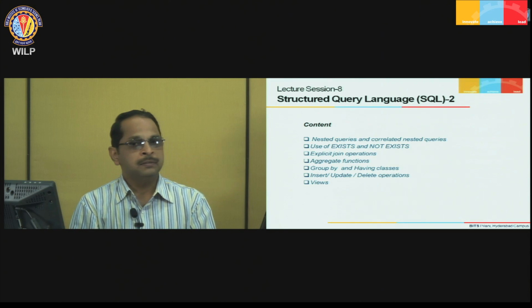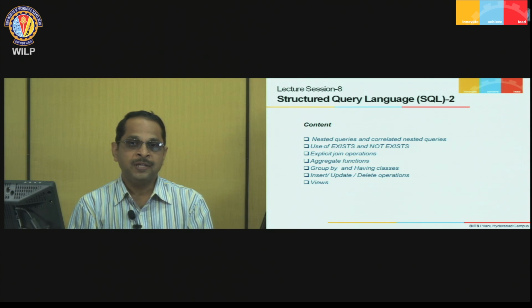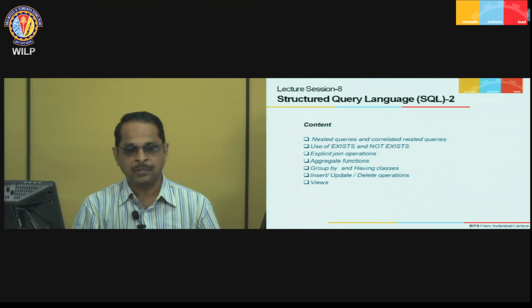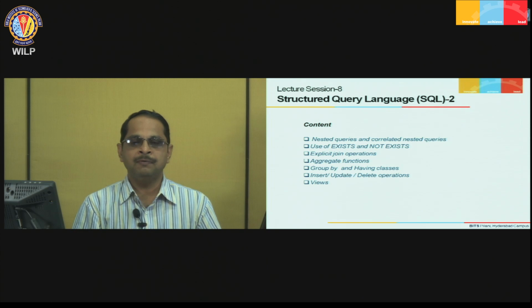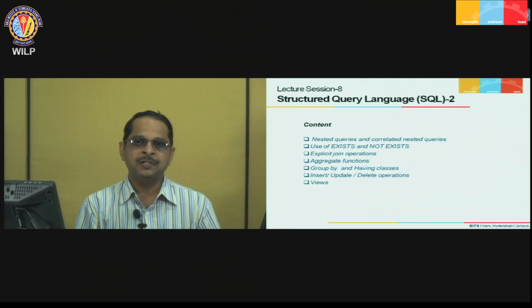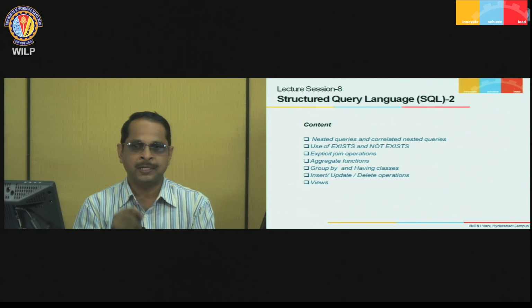We will discuss nested queries and correlated nested queries, the use of exists and not exists clauses in SQL, and explicit join operators. Whatever we have seen so far in the previous session, the joining was happening by specifying some join condition in the where clause, and SQL also supports some clauses or keywords using which we can perform explicit join operation.